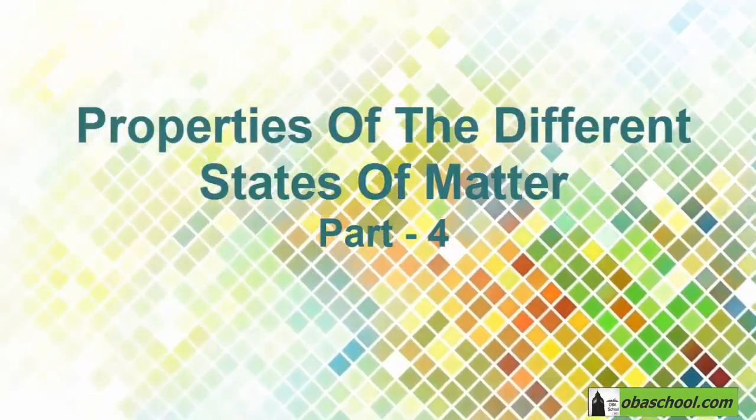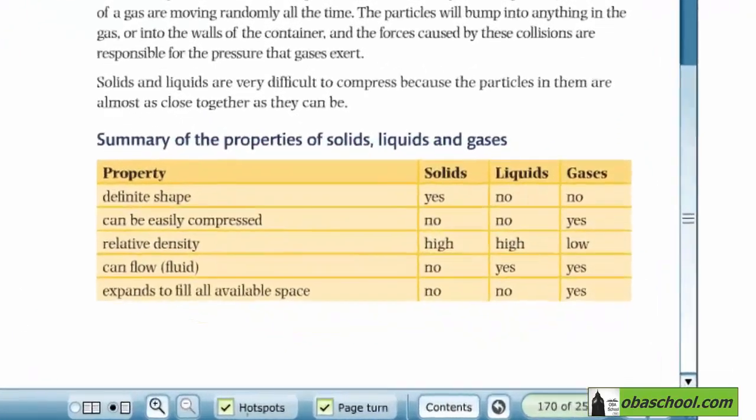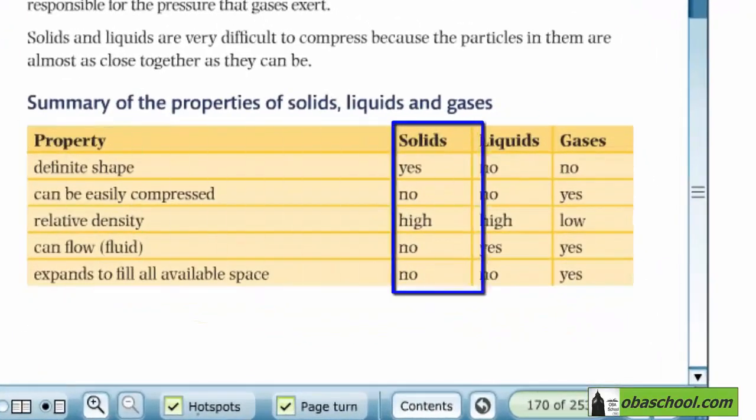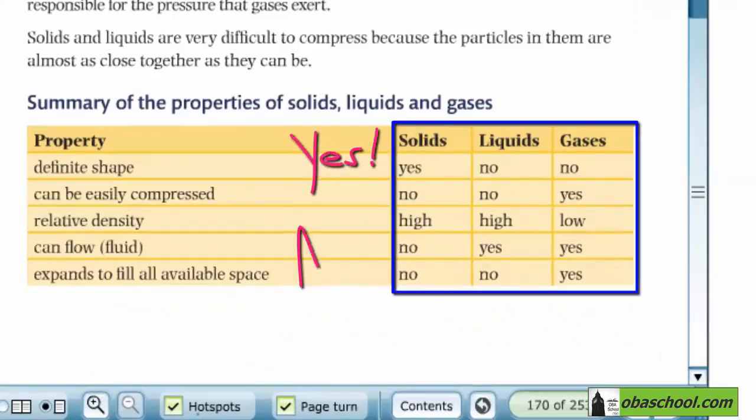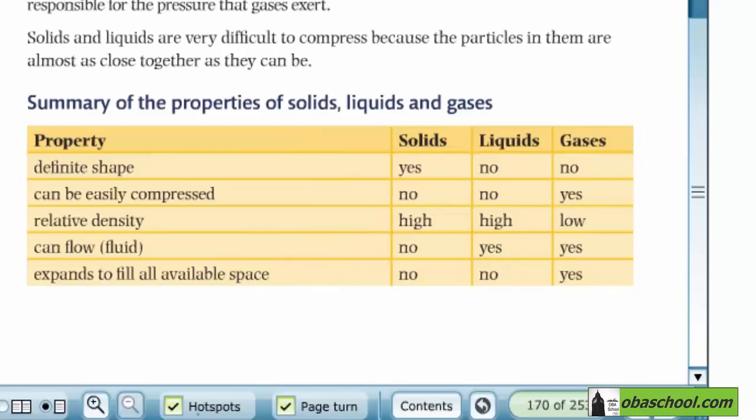Properties of the different states of matter, part 4. So, after we discussed the different properties of solids, liquids, and gases, here is a summary of the properties of the different states of matter. The properties might include definite shape, can be easily compressed, relative density, can flow, expands to fill all available space.